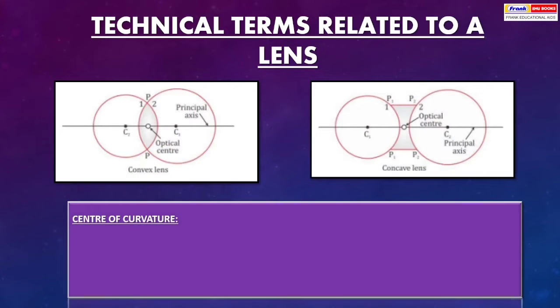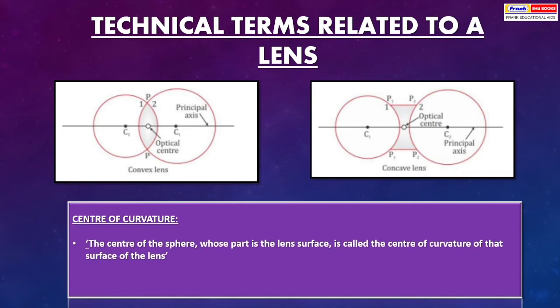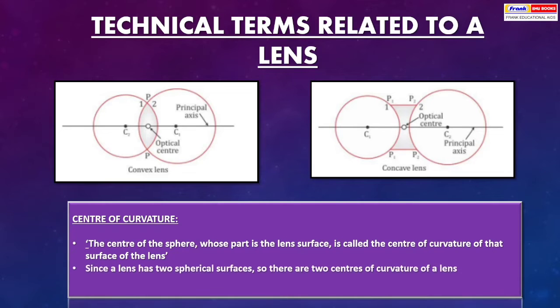Center of curvature. The center of the sphere whose part is the lens surface is called the center of curvature of that surface of the lens. Since a lens has two spherical surfaces, there are two centers of curvature of a lens. They are represented by C1 and C2 in the given figure.